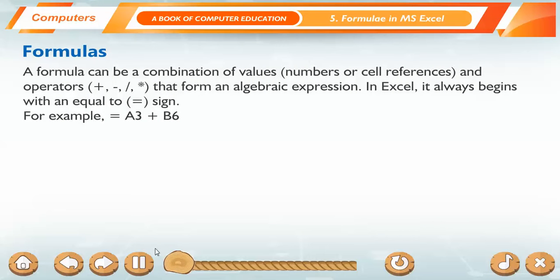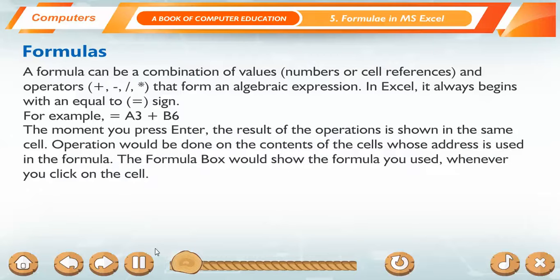Formulas. A formula can be a combination of values, numbers or cell references and operators (addition, subtraction, division, multiplication) that form an algebraic expression. In Excel, it always begins with an equal to sign. For example, =A3+B6. The moment you press Enter, the result of the operations is shown in the same cell. The operation is done on the contents of the cells whose address is used in the formula. The formula box shows the formula you used whenever you click on the cell.